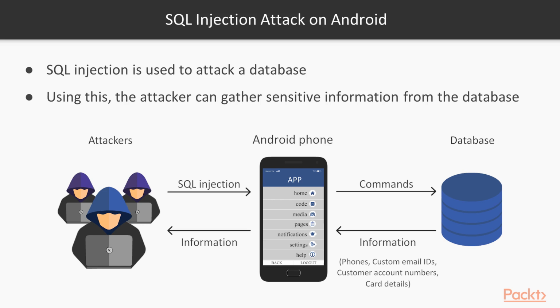By using an SQL injection attack, the attacker can retrieve or gather this sensitive information from your database. That's why it is considered among the top 3 attacks available on Android applications. So in this section we are going to learn how to perform an SQL injection attack on an Android application, and how we can gather information like usernames, passwords, etc.